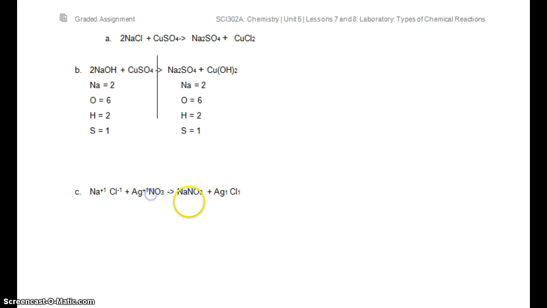And so I look at the whole thing, and I have 1 Na, 1 Cl, 1 Ag, 1 N, 3 oxygens, so it's balanced. I'm done. Woohoo! We didn't even have to do that one for balancing. All right, so now let's see if this is going to be a precipitate.